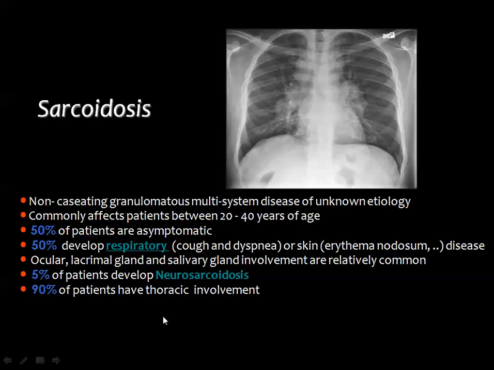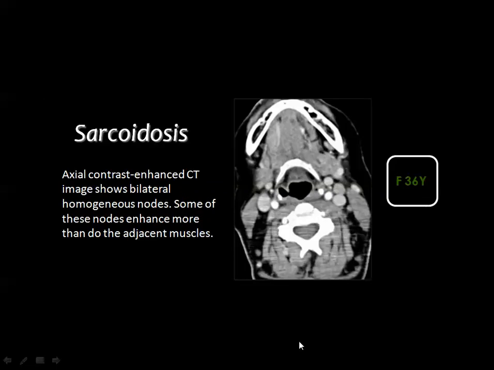The nodes of sarcoid are characterized by their discrete appearance. They are homogeneously enhanced and they may contain calcium. And in this CT scan of the neck, you see some homogeneously enhanced nodes that are not amalgamated. They do not contain central areas of breakdown.